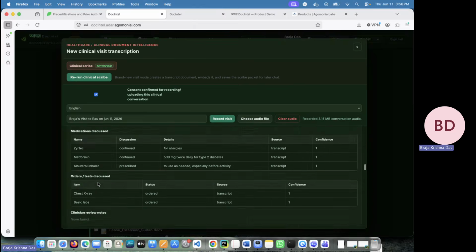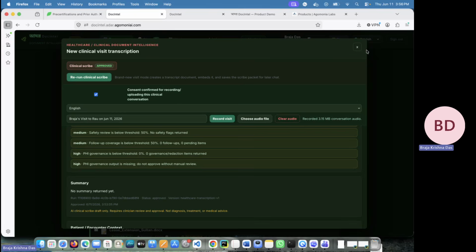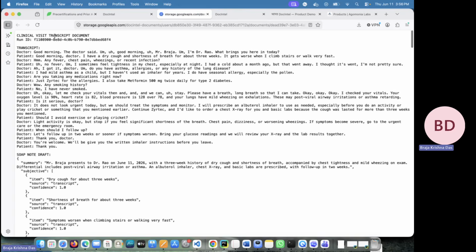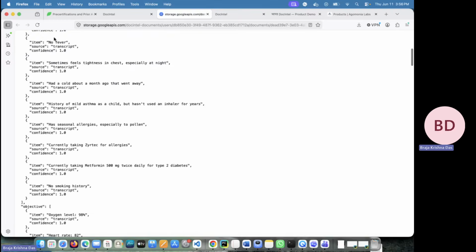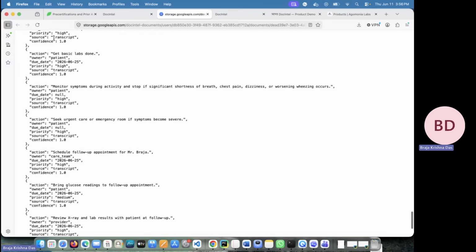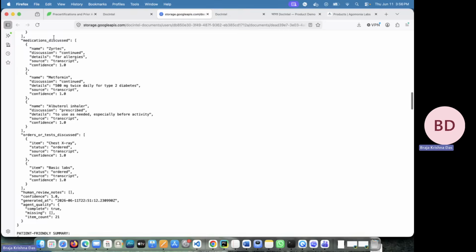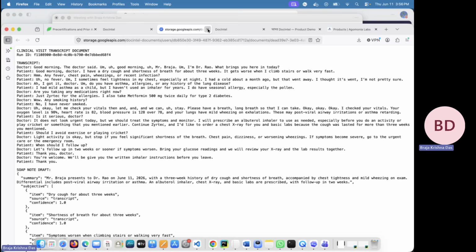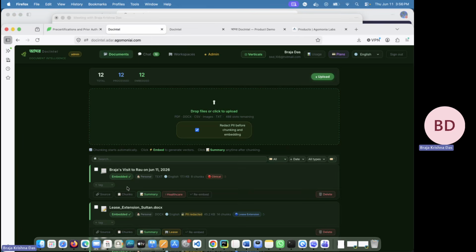So here, I already approved this one. Now, because I approved it, if I go out, you see this particular document is just this one, right? Consider this as a clinical document. And if you see the source of this document, that is the clinical visit transcript. It creates automatically as a part of the JSON structures, right? It gets stored into the GCS storage. I hope now you understand how this is happening.